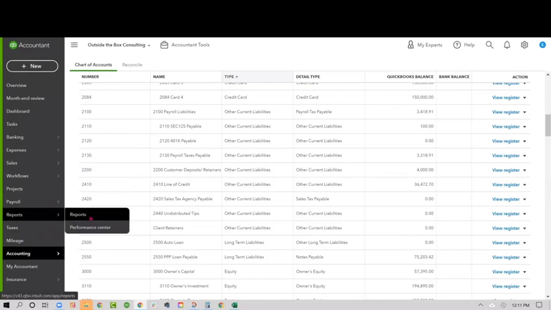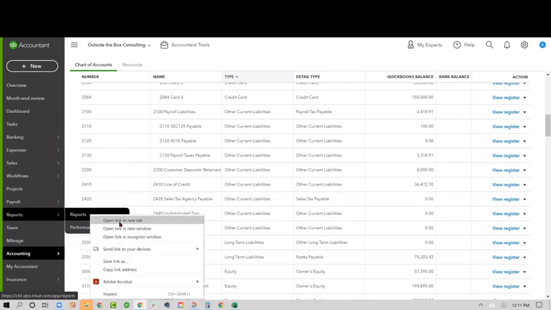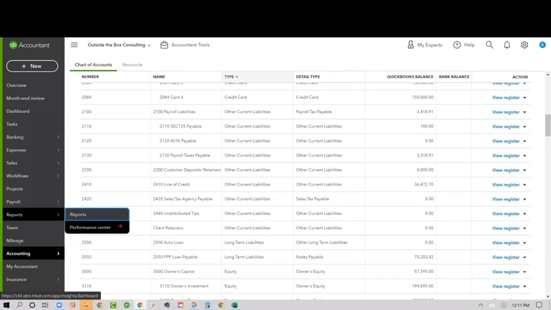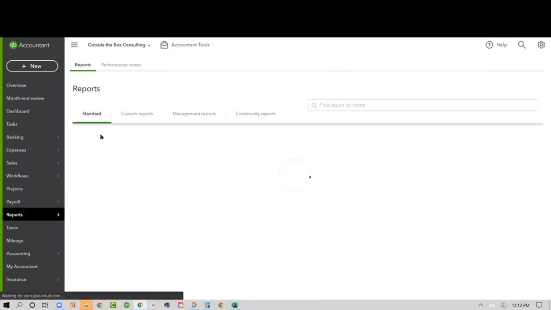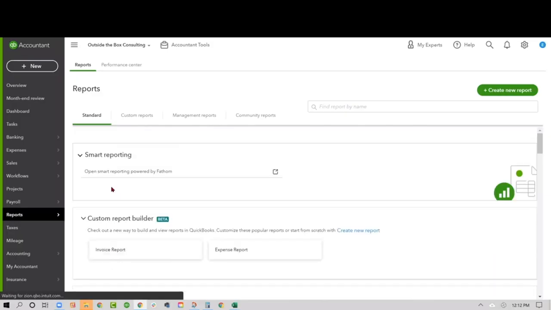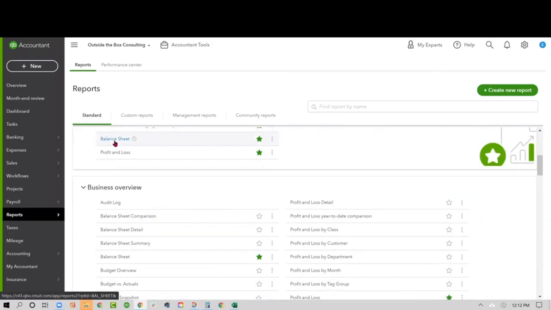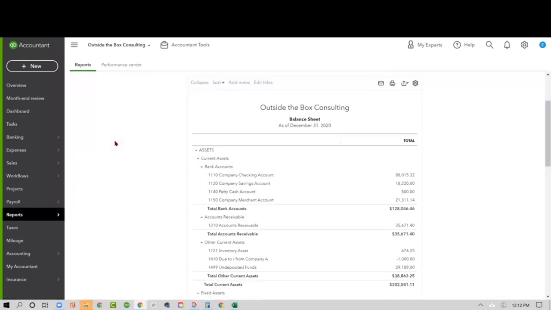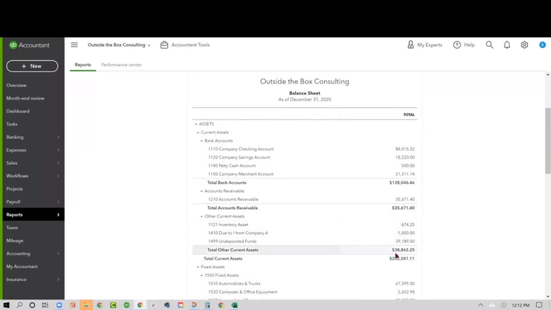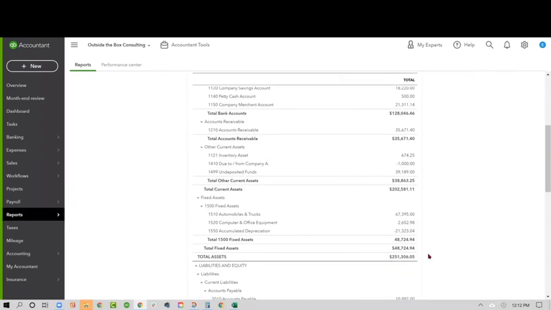I'm going to open the report center. I'm right-clicking to open it in a new browser tab, so I don't have to leave my chart of accounts up here. So I still have the chart of accounts open on this tab, and now I'm going to open the report center, and I'll just show you that the order of the chart of accounts actually mirrors on the balance sheet over here. So bank accounts at the top, current assets here, totaling, it's giving me subtotals now.